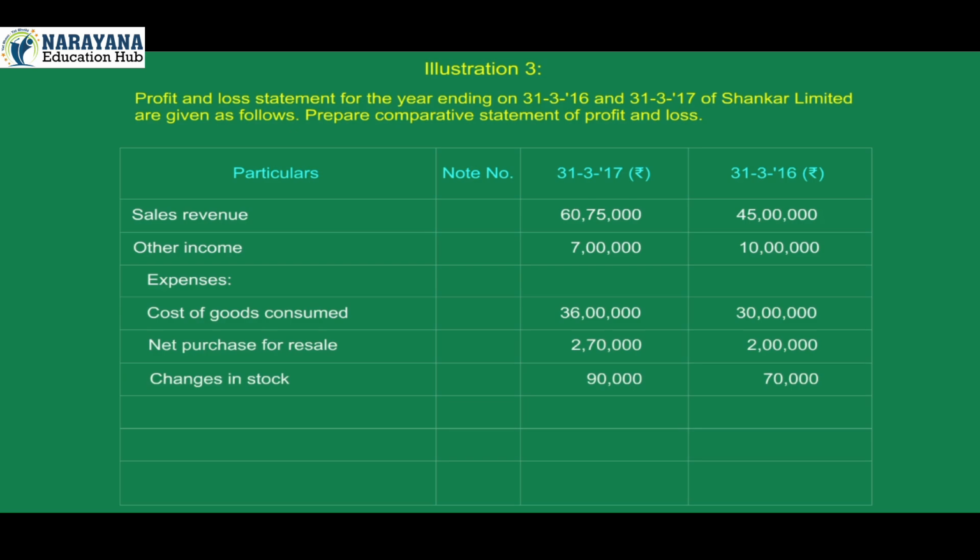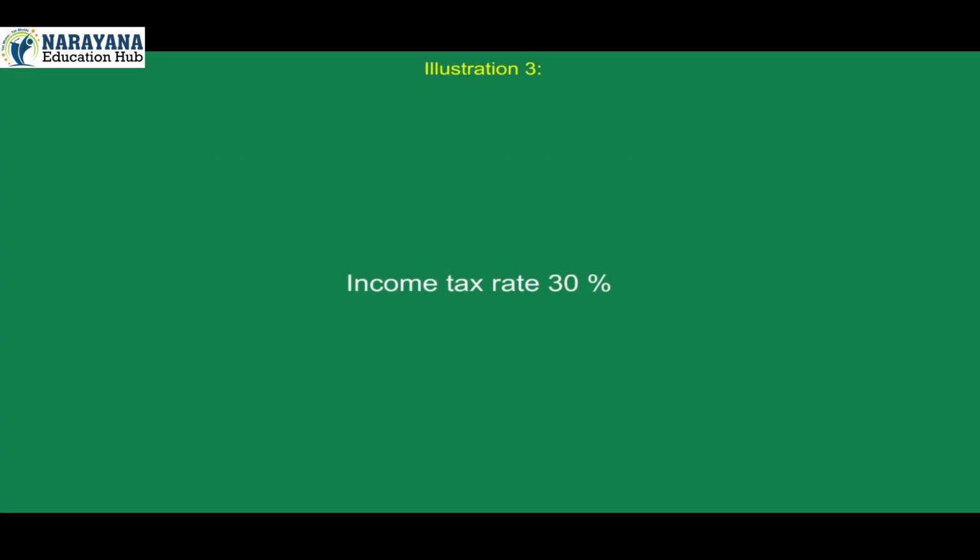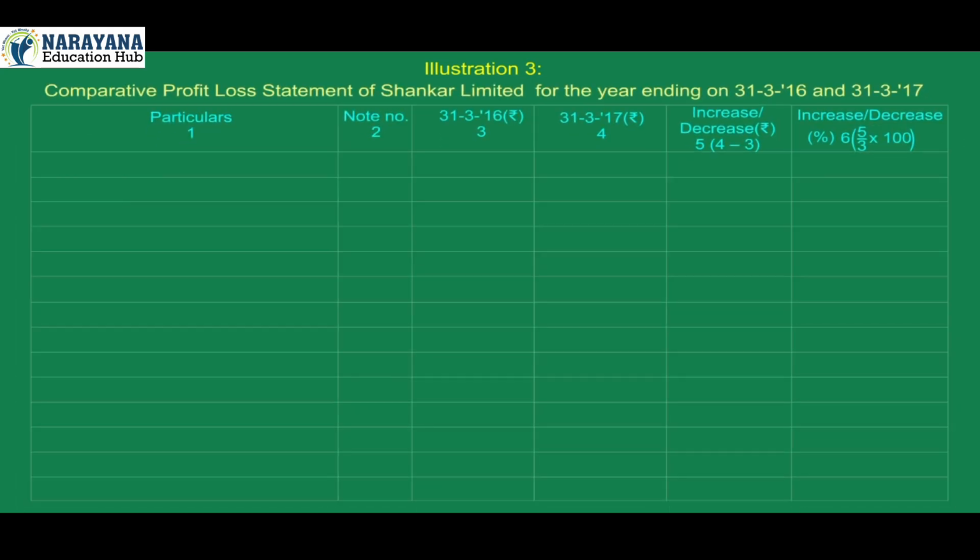Changes in stock 90,000, 70,000. Employee benefit expenses 5 lakh 60,000, 4 lakh. Financial cost 1 lakh 35,000, 90,000. Depreciation and amortized amount 1 lakh 5,000, 70,000. Income tax rate 30%. Answer.